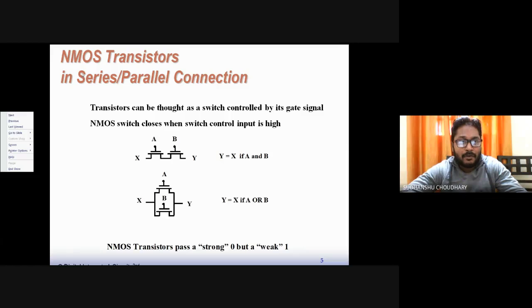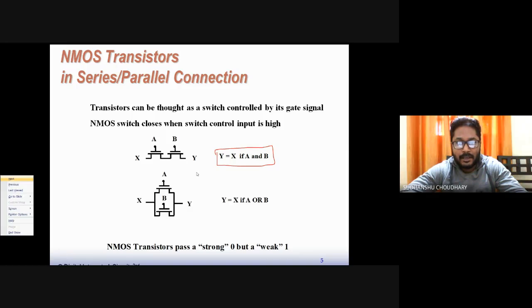Now, if we talk about NMOS transistors in series and parallel, what logic do they implement? Let's say A and B are applied at the gate, and X is the input here. We want to find out the output, right? The output Y is equal to X if both A and B are high, right? This means that it implements an AND gate. So a series connection of NMOS transistors behaves like an AND gate. The output will be equal to the input if both A and B are true.